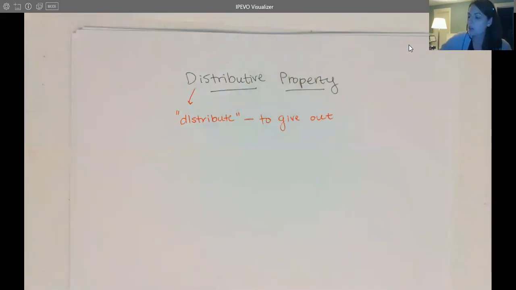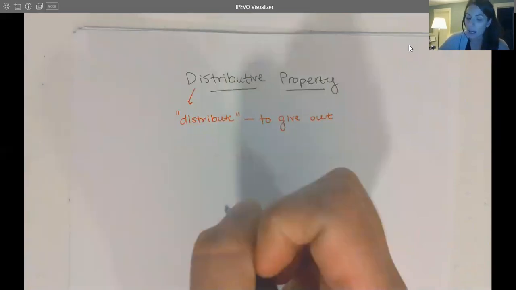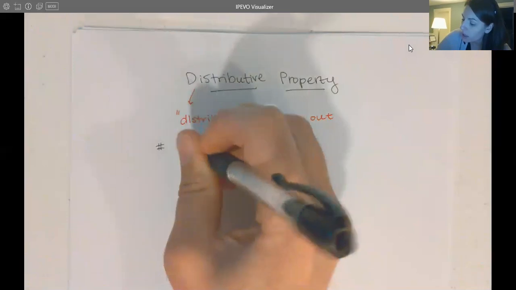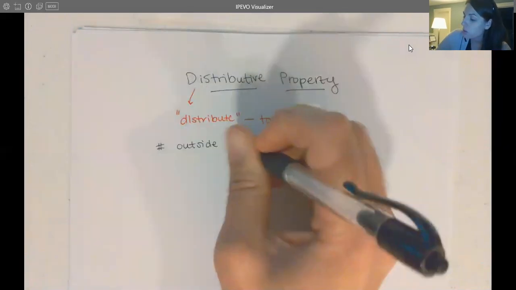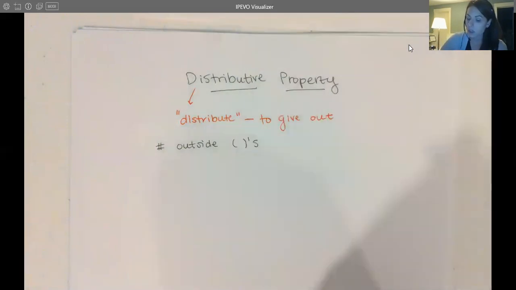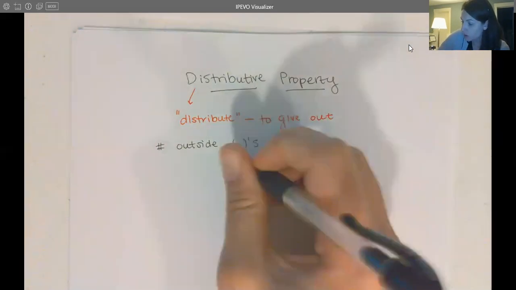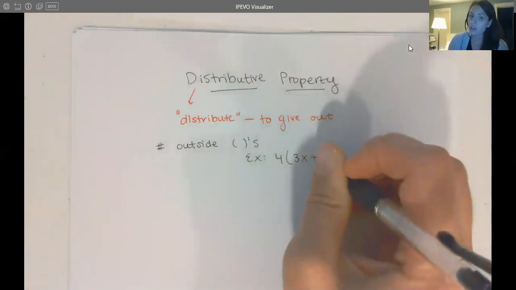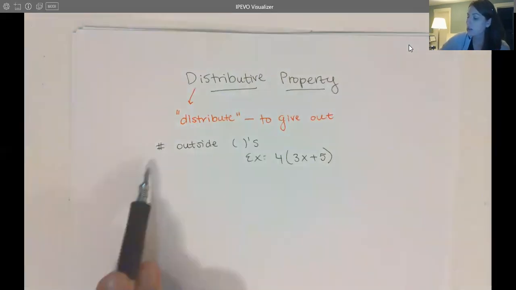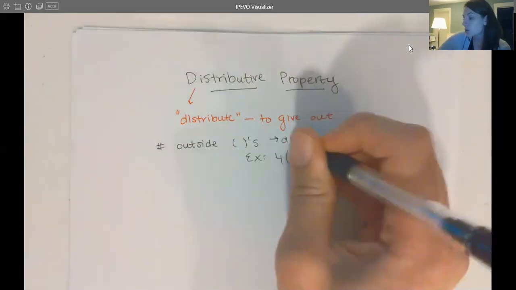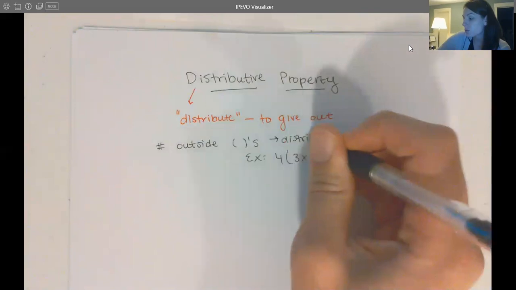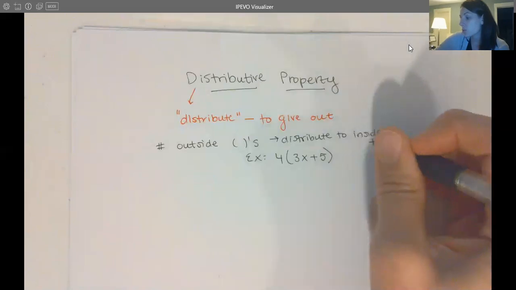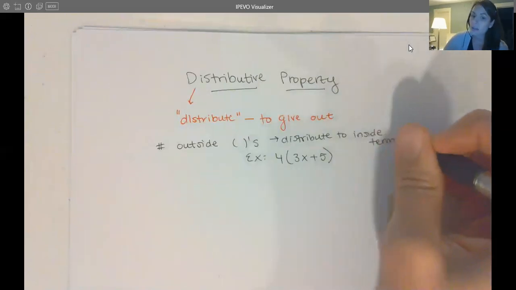So when I'm thinking about the distributive property, what happens is when I have a number outside parentheses, for example, okay, so I have a number that's outside parentheses that I'm going to distribute to the inside terms, the terms that are inside the parentheses.